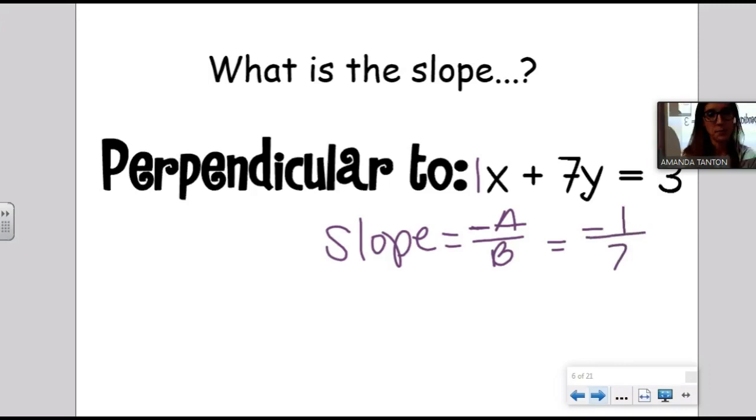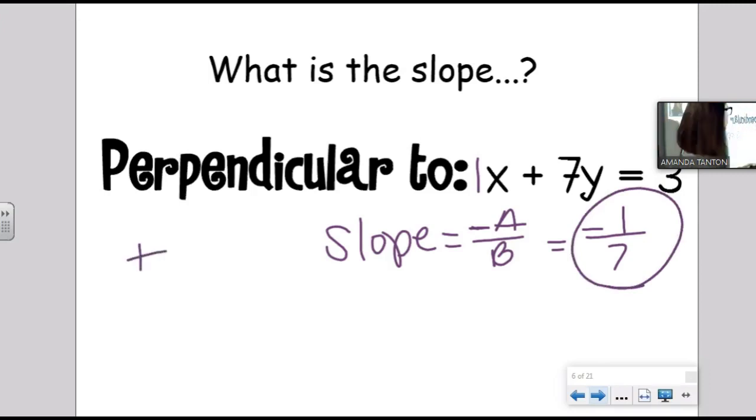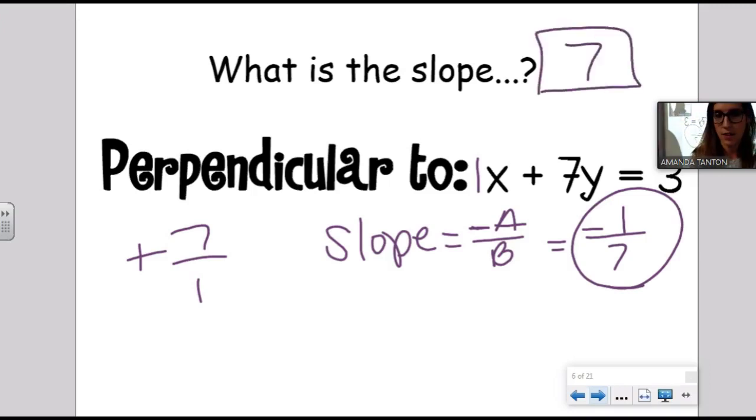Negative a over b. To be perpendicular to that, you just do the opposite reciprocal. So the opposite reciprocal of negative 1/7, well, opposite means change the sign. Reciprocal means flip the fraction. I would not put that in my answer blank. I would clean that up a little bit. Positivity is understood, so you don't have to write the positive, and the over 1 is understood. So the answer to this problem is 7.